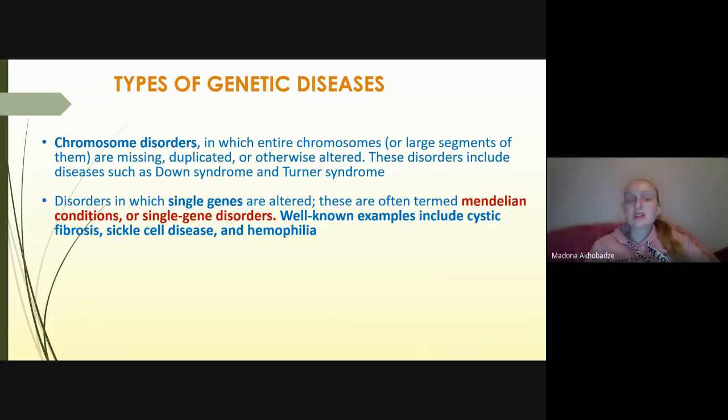For example, in cystic fibrosis or in sickle cell anemia, as I said, one single codon is altered, one amino acid is changed, and that leads to the pathology. And it is the same in hemophilia as well.